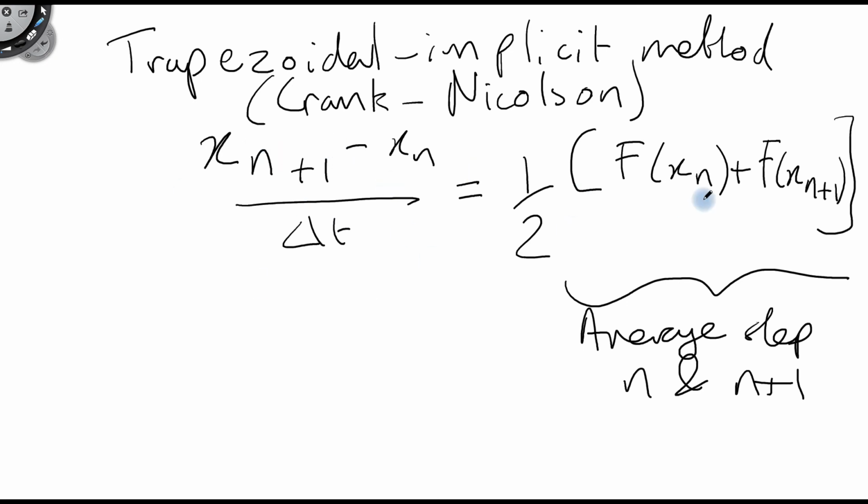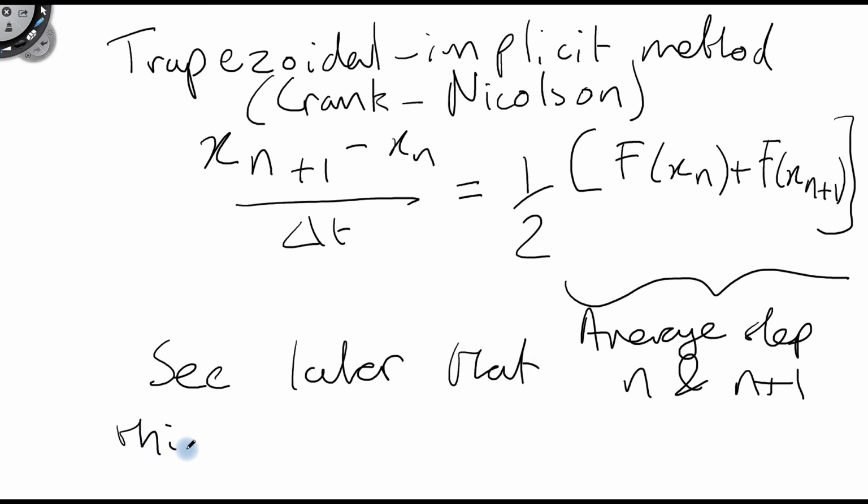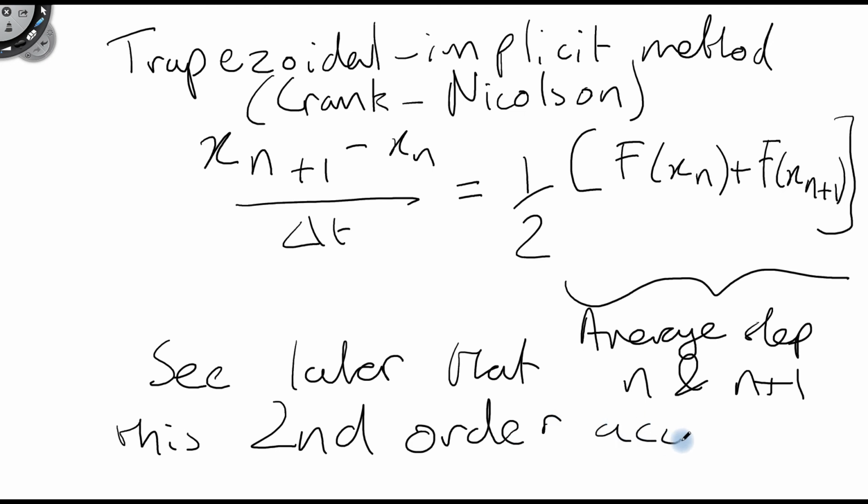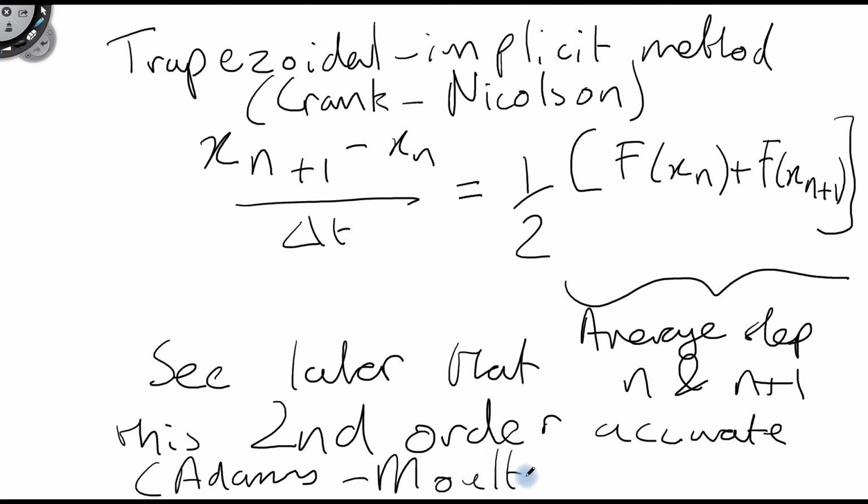So the idea is, we try and get some more accuracy by, instead of having f of x_n, having f of x_{n+1} and x_{n+1}, so it's kind of a mix of an explicit scheme and implicit scheme. And we'll see later that this is second order accurate. And we're going to look at this method right at the end of this section of the module. It's the Adams-Moulton method. So bear that in mind as we come forward.